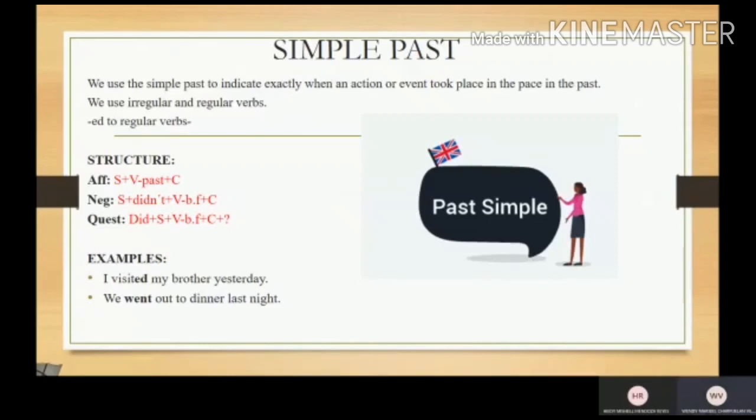Affirmative: subject plus verb in past plus complement. Negative: subject plus didn't plus verb in base form plus complement. Question: did plus subject plus verb in base form plus complement plus question mark. Example: I visited my brother yesterday. We went out to dinner last night.